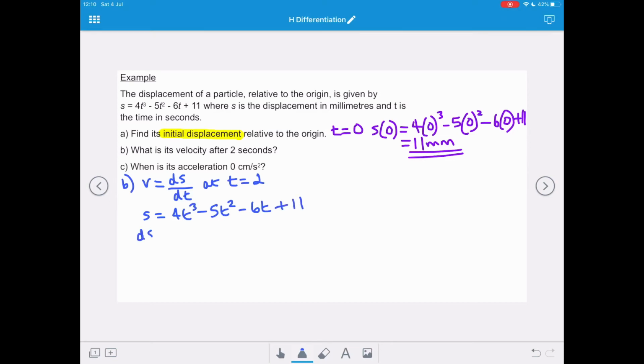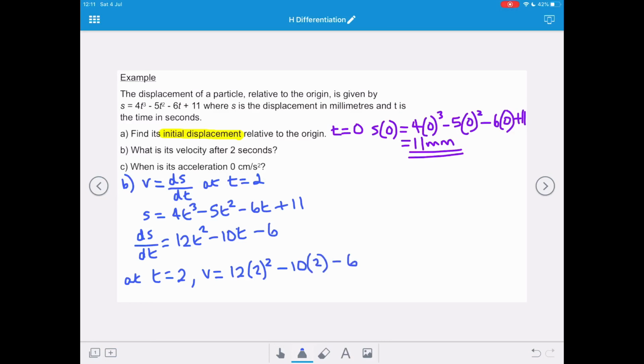So the derivative of s with respect to t is going to give us 12t squared minus 10t minus 6. And then we need to substitute in the value of 2 in place of our t, and so we get v equals 12 multiplied by 2 squared minus 10 times 2, take away 6, giving us a value of 22, and our units are millimeters per second.